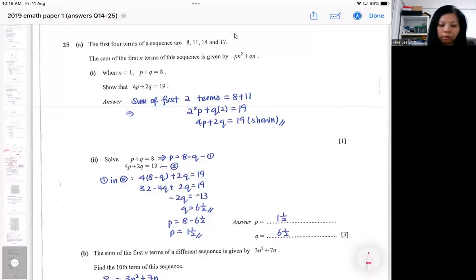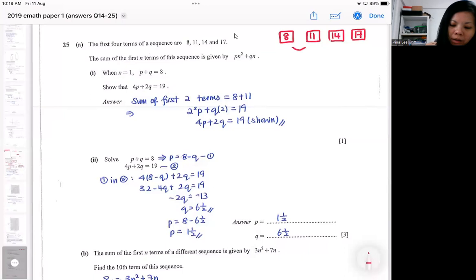Okay, so for this question, it's a combination of a number pattern, or more like algebra, and simultaneous equations. The question starts off by giving you 4 numbers, so this one is like a number pattern. If you want to find the n term, you will find that this is a common difference. So if the question asks you for the n term, this would have been a common difference. But in this case, the question never asks you for the n term.